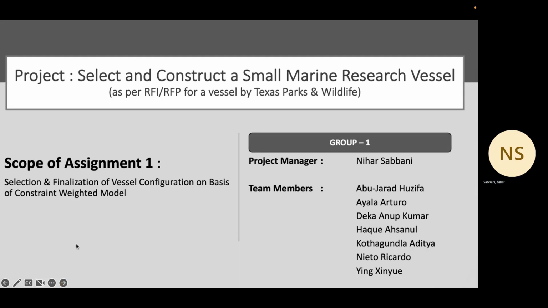Proceeding forward, the project is to select and construct a small marine research vessel as per the RFI given by the Texas Parks and Wildlife. The scope of this first assignment is to select and finalize a vessel configuration on the basis of a constrained weighted model. This work is done by Group 1. I'm the project manager, Nihar Sabani, and my team members are Abu Jarad Hazaifa, Ayala Arturo, Deka Anup Kumar, Haq Asanul, Kottagundla Aditya, Nito Ricardo, and Ying Zunye.